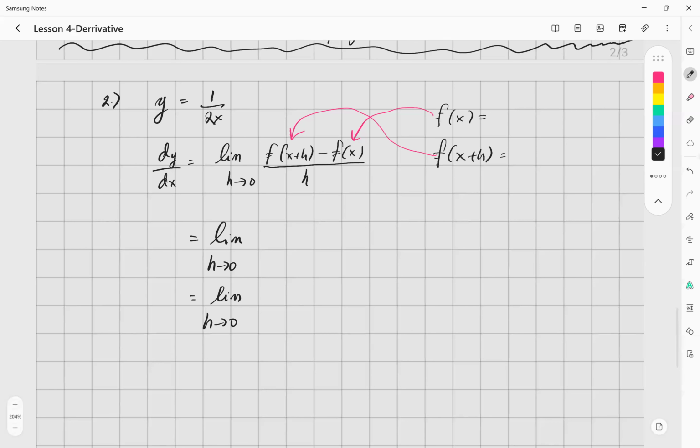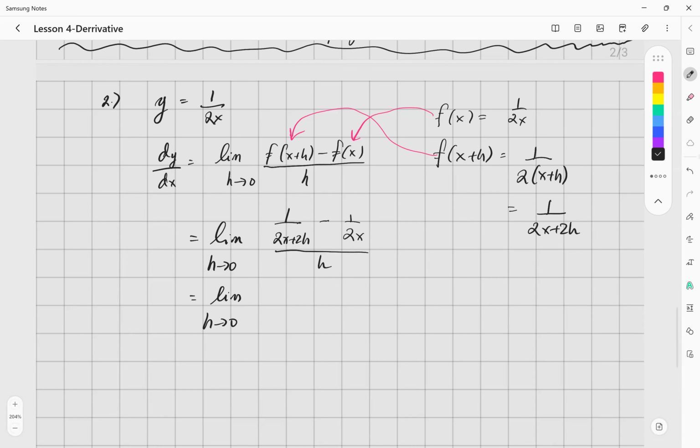Okay, so f of x is simply 1 over 2x. Therefore, f of x plus h is simply 1 over 2x plus 2h. Now you just have to input this back. f of x plus h is simply 1 over 2x plus 2h minus 1 over 2x, divided by h.